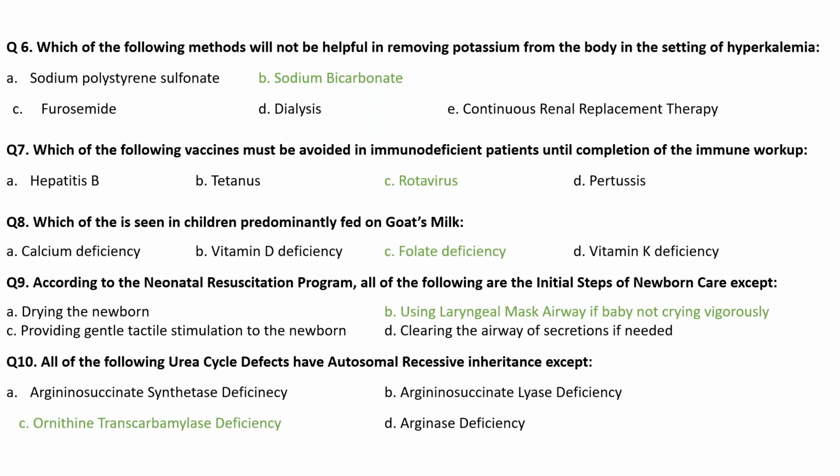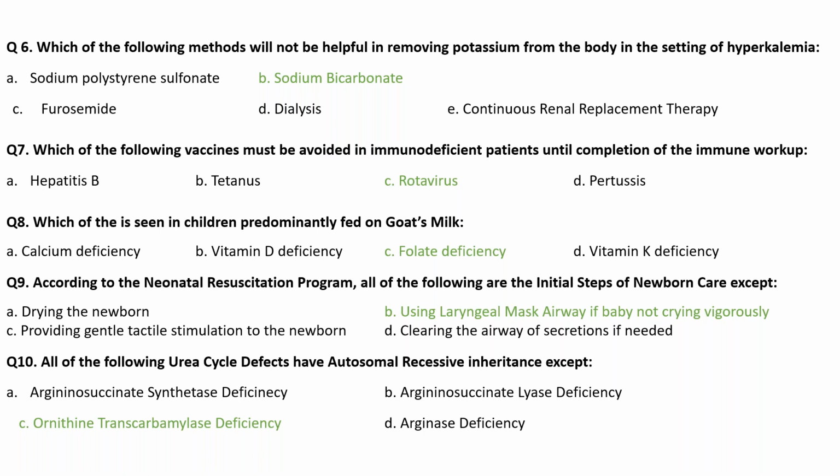Which of the following vaccines must be avoided in immunodeficient patients until completion of the immune workup? Hepatitis B, tetanus, rotavirus, and pertussis. So here the live vaccine, which is rotavirus, has to be avoided in immunodeficient patients.